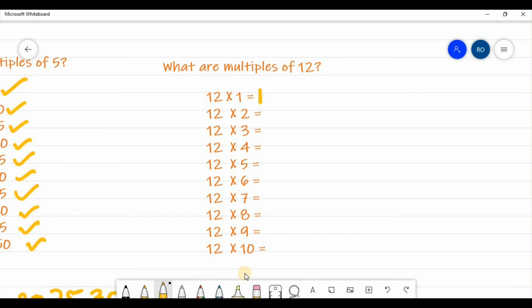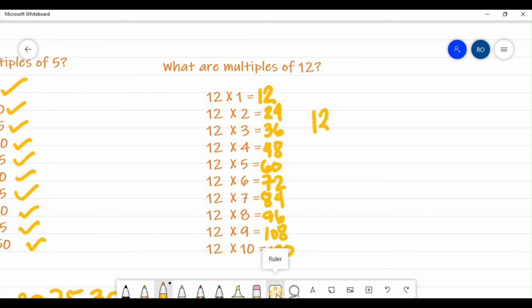12 times 1 is 12. 12 times 2 is 24. 12 times 3 is 36. 12 times 4 is 48. 12 times 5 is 60. 12 times 6 is 72. 12 times 7 is 84. 12 times 8 is 96. 12 times 9 is 108. And of course, 12 times 10 is 120.